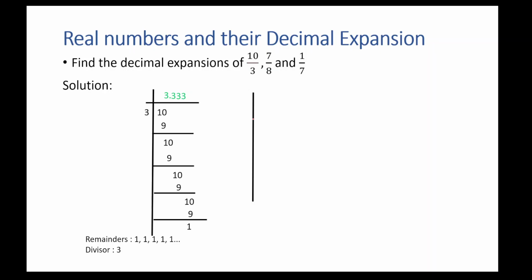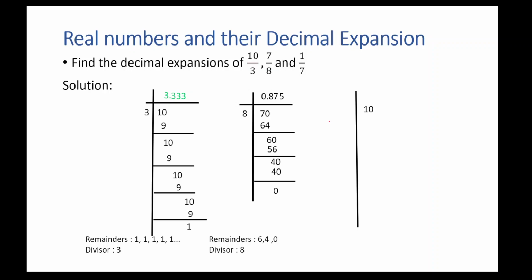Now let us see 7 by 8. Here, 8 times 8 is 64. Next, 8 times 7 is 56. Then the value is 40, 8 times 5. If we follow this through, we get the remainder as 0. So the difference between the first and second is that in the first we do not get the remainder 0, however many steps we go, while in the second we get 0. That's why this is called a terminating decimal. Now let us see 1 by 7.